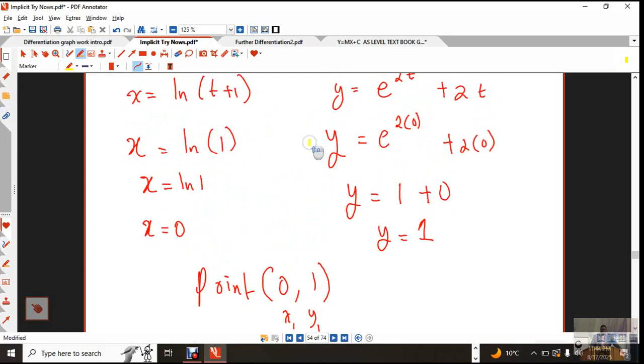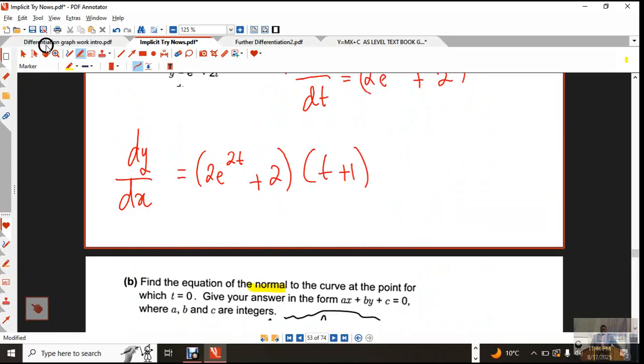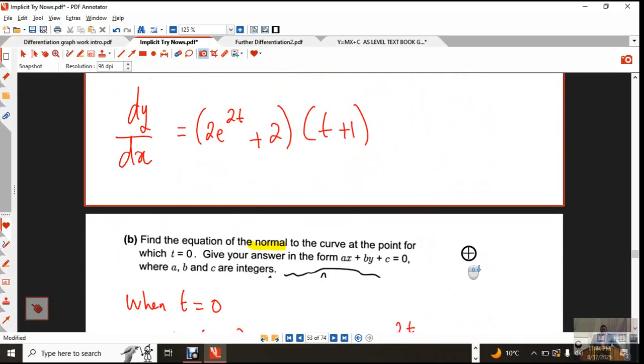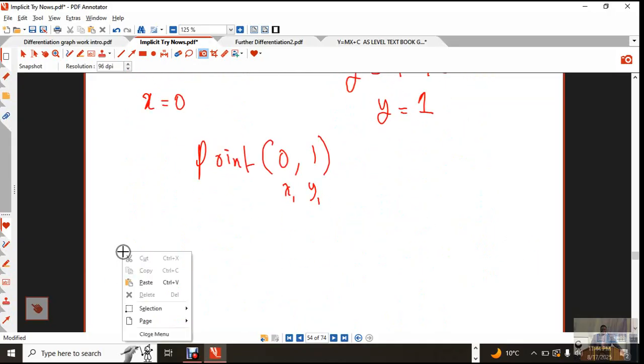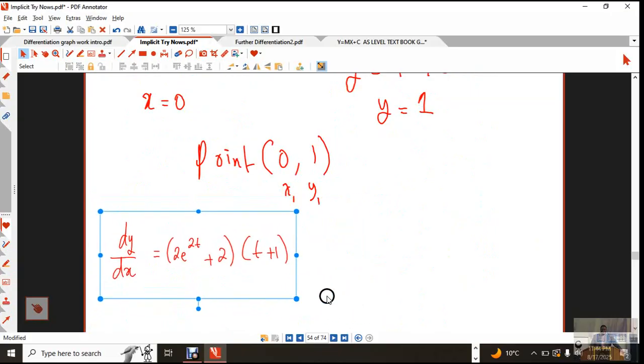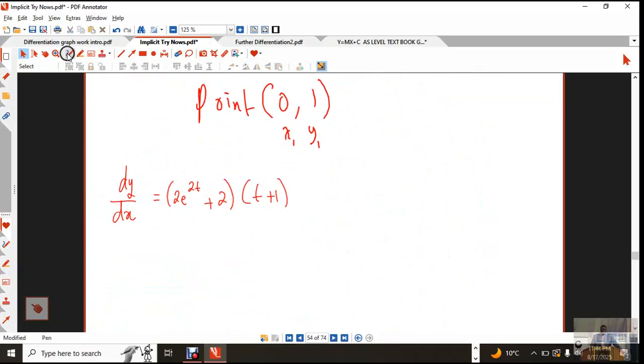So remembering what our gradient was, let's just take a snapshot of it and bring it down. So this was our dy dx. This is our whole gradient. So bring that down. Okay, so that is our gradient. So now we have our point. So we're going to find our gradient when t is equal to 0. When t is equal to 0, what is the gradient here? T is equal to 0.